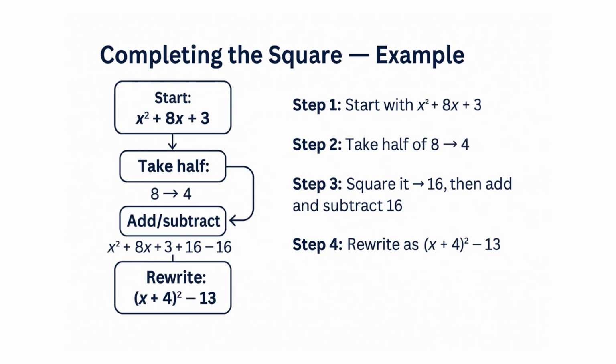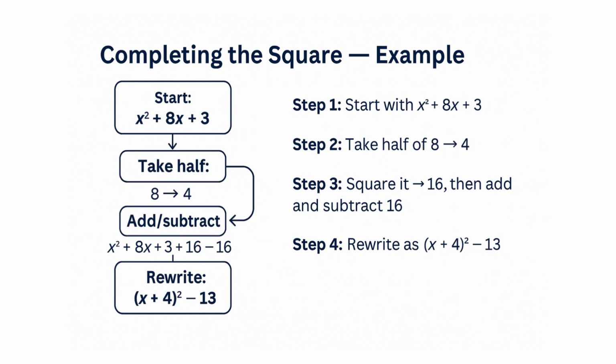Now let's try a slightly more challenging example, x squared plus 8x plus 3. We begin the same way. Take half of 8, which is 4. Square it to get 16. To complete the square, we add and subtract 16 inside the expression. This transforms the quadratic into x squared plus 8x plus 16 minus 16 plus 3.